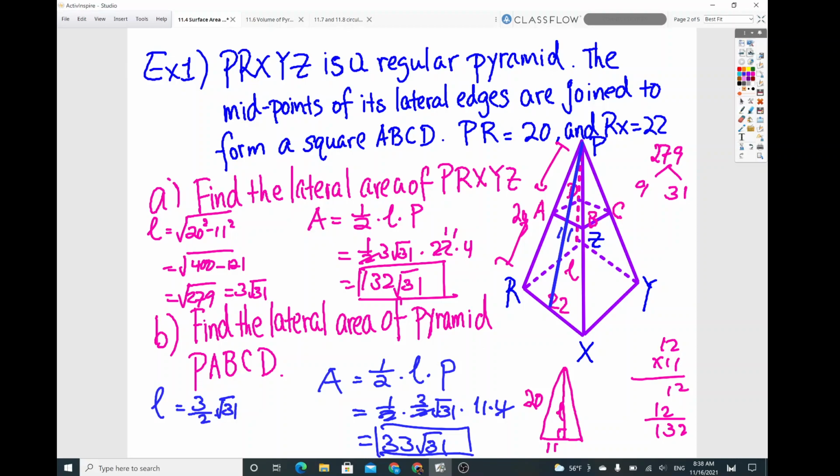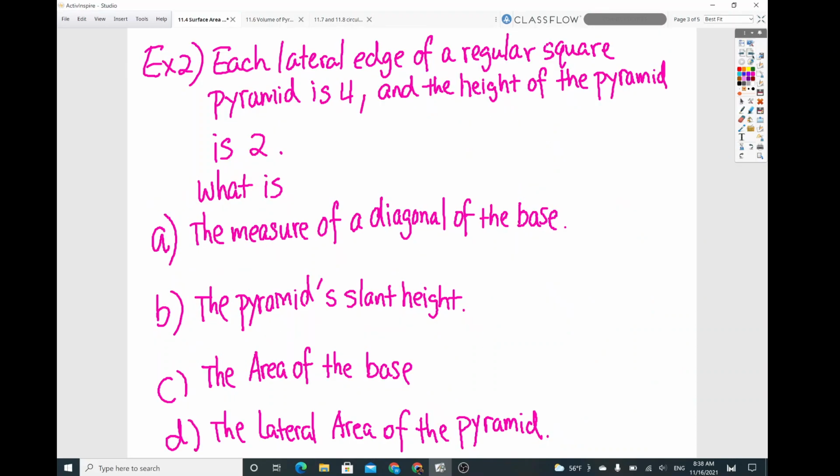Okay, so now let's see what else we have for the pyramid. The other one, example 2: each lateral edge of a regular square pyramid is 4, and the height of the pyramid is 2. What is the measure of the diagonal of the base? Let's make the pyramid. It's a square base pyramid, similar to the one we have right there. It looks like this.